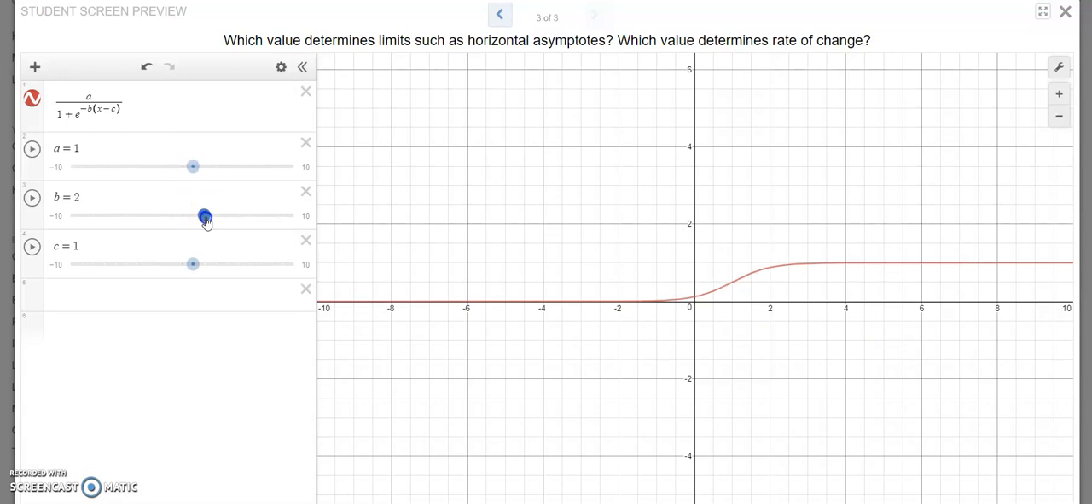So we look at B. B just moves the middle, but if we go to the negatives, that's when it switches directions. So right here we're going from negative up to positive. Then we go down here, we're going down from negative to positive. So we look at C. C's just moving along the graph. So the letter that changes our rate of change will be our B value.